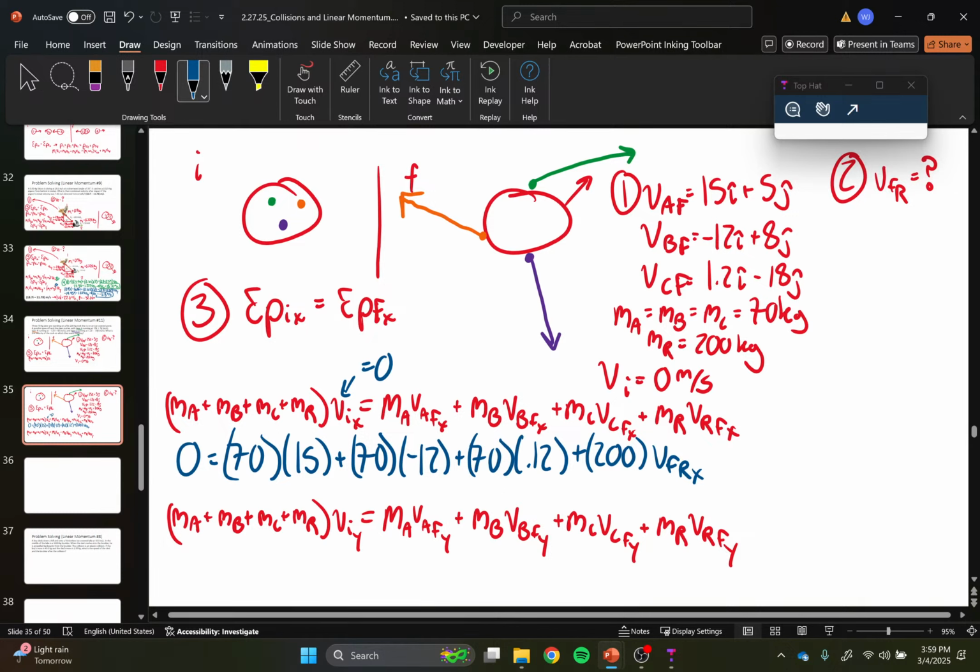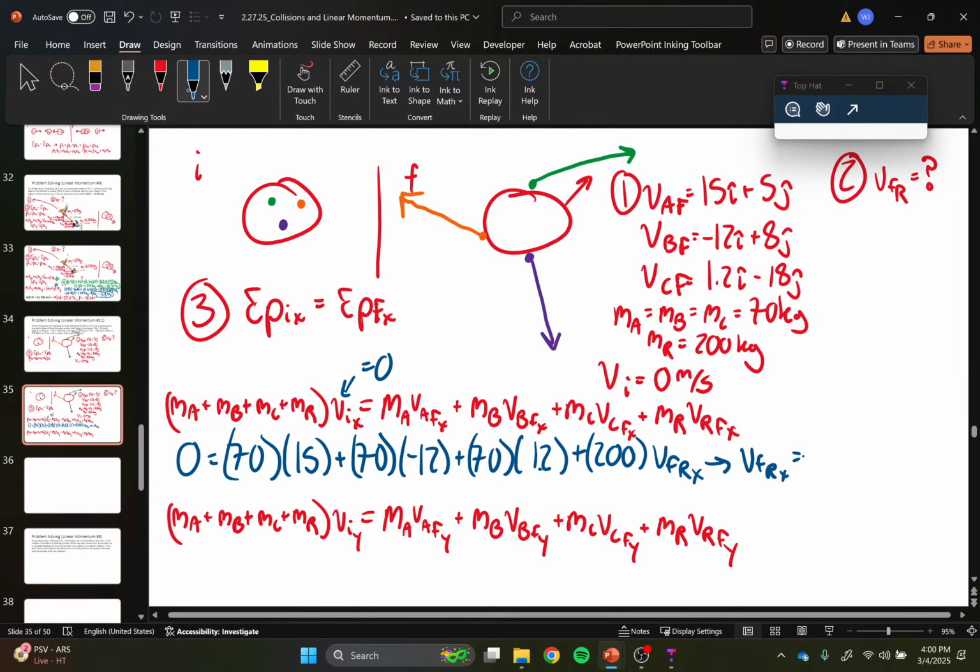Add up the first 3 terms, divide it by 200. The math here is not crazy. We're not squaring anything. Just add up the first 3 terms. So you get that v final rock in the x equals, if you add up all the first terms, that's going to be 15 minus 12 plus 0.2. Great, so you get 200 divided by 200, nope, other way around.